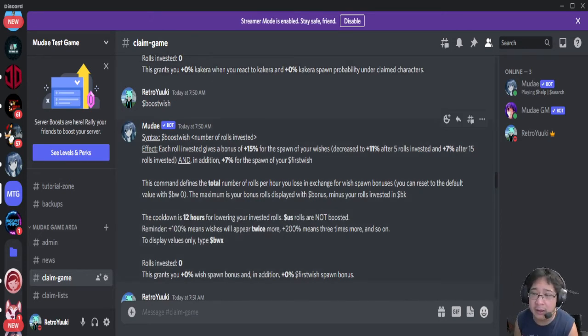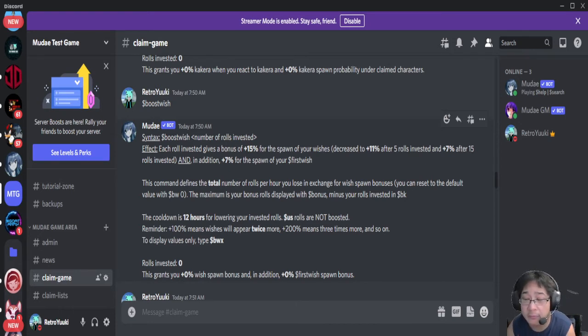Boostwish, however, deals with the same thing, but in terms of wishes. So you invest your rolls, plus 15 if you want, or more. The effect here for wishes: each roll invested gives a bonus of 15% for the spawn of your wishes, decreased to 11% after 5, and 7% after 15. And in addition, 7% for the spawning of your daughter's first wish.